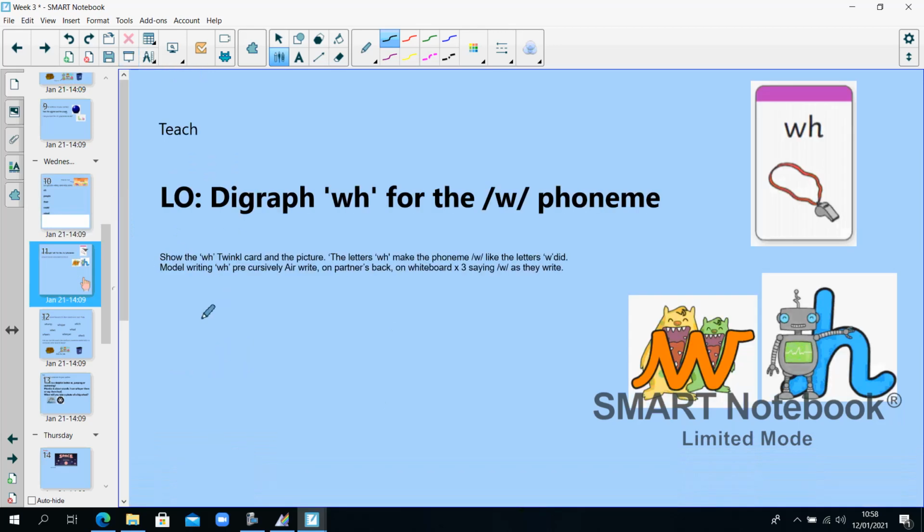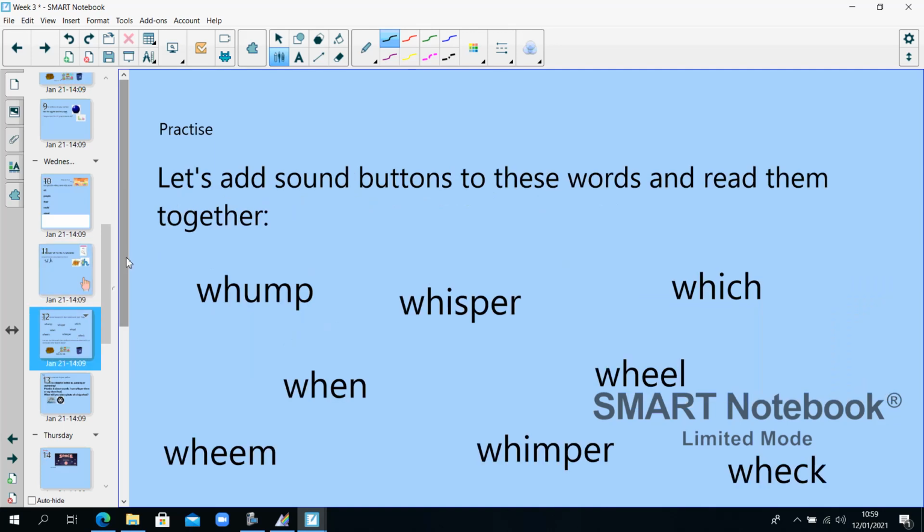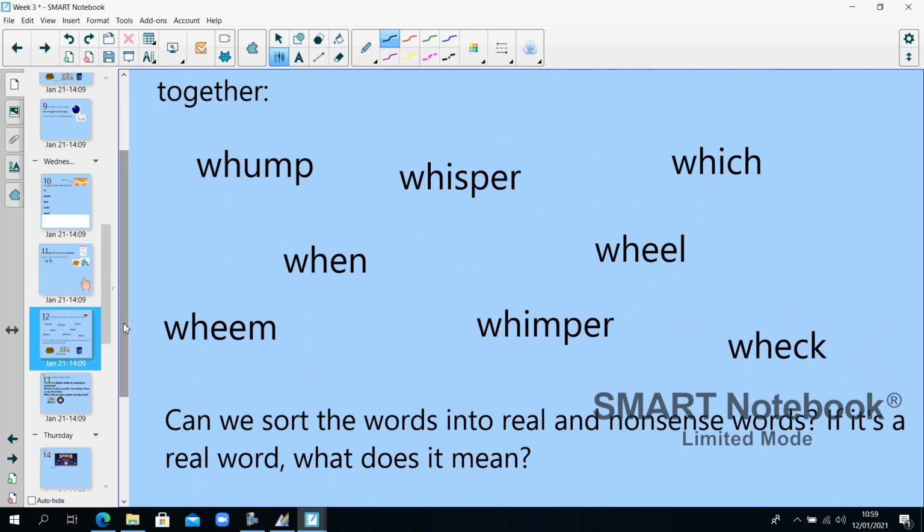Today we're looking at the WH digraph for the W phoneme, as in whistle. W, H. W, as in whistle, and what. Write these words out on your page, add in your sound buttons and try and read them.